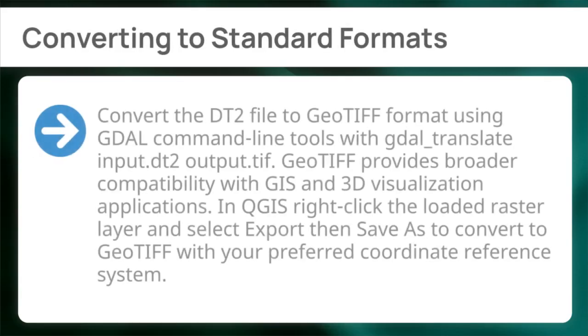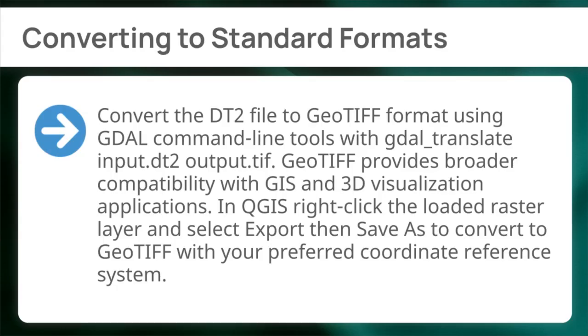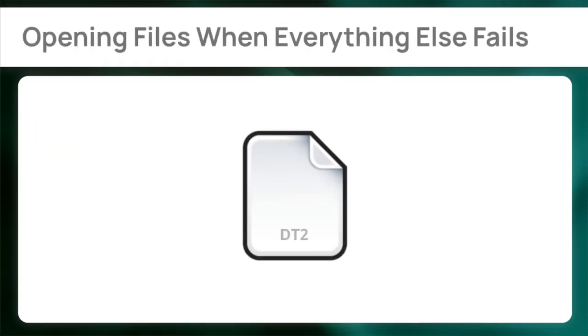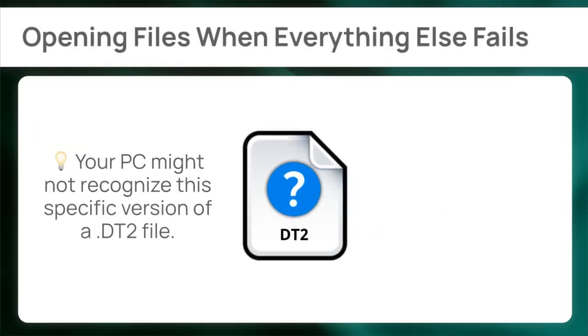Finally, converting to standard formats. Convert the DT2 file to GeoTIFF format using GDAL command line tools with gdal_translate input.dt2 output.tiff. GeoTIFF provides broader compatibility with GIS and 3D visualization applications. In QGIS, right-click the loaded raster layer and select Export, then Save As to convert to GeoTIFF with your preferred coordinate reference system.